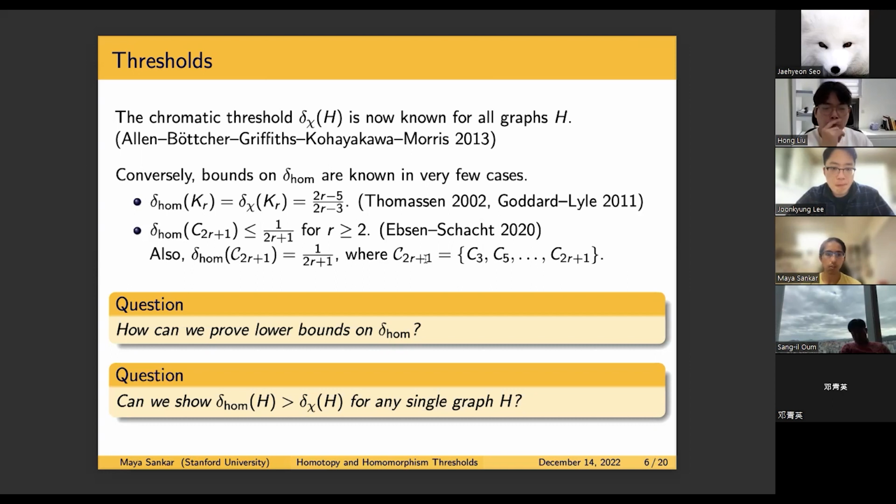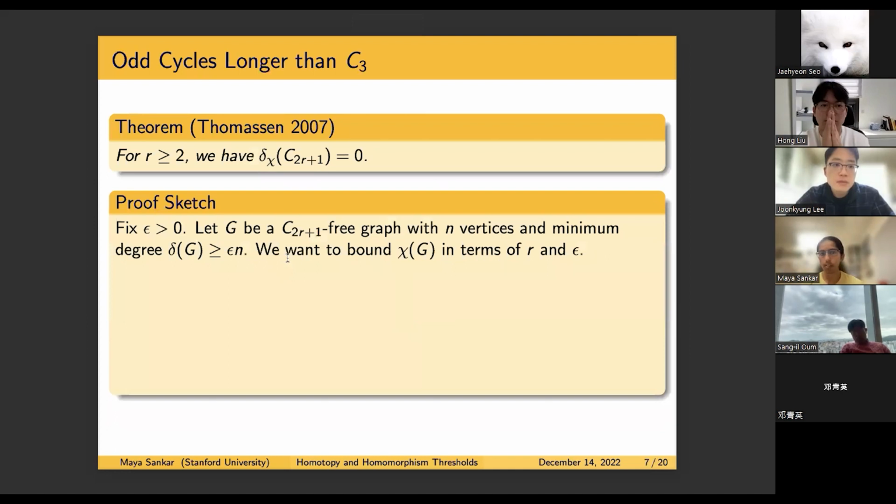And do we know any single graph where the homomorphism threshold is different from the chromatic threshold? We do know families of graphs. This family actually does satisfy that, but we don't know this for any single graph. So I want to talk briefly about a proof that the chromatic threshold of all longer odd cycles than C3 is 0. So for C3, this matches the pattern for other complete graphs.